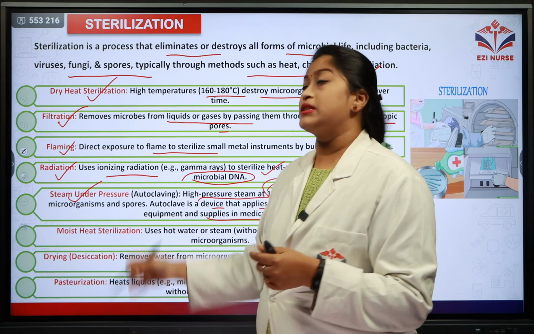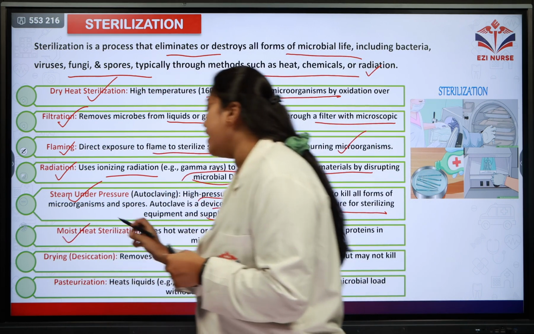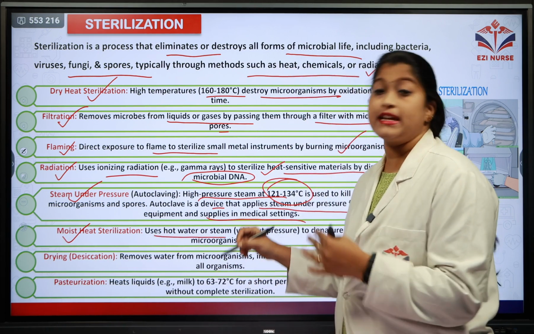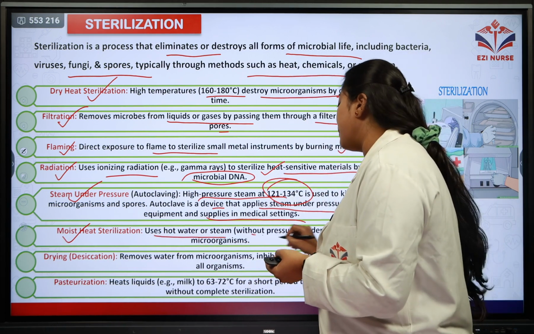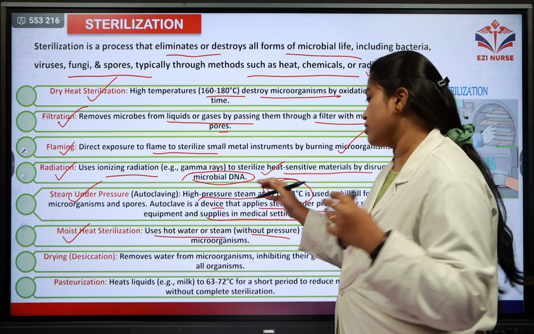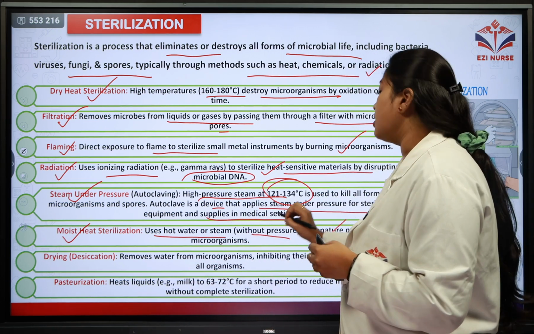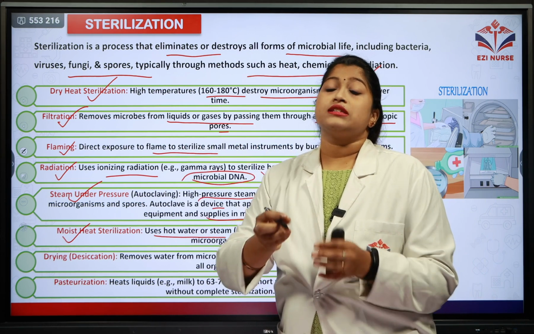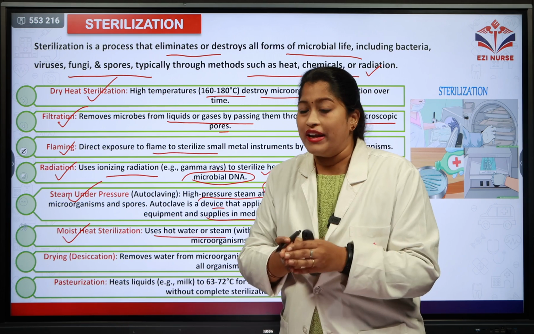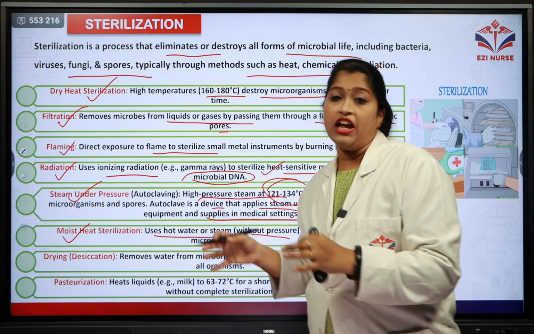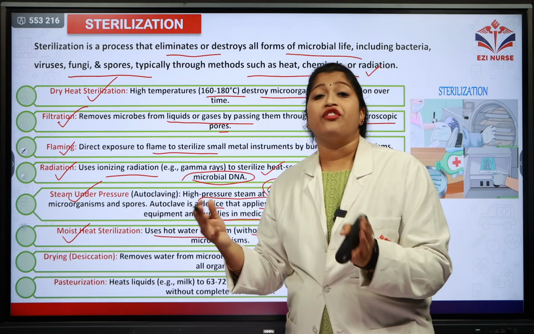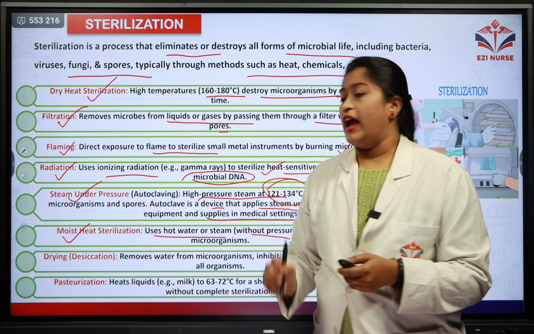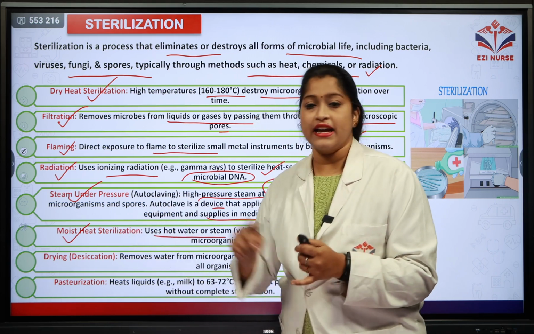So the next process of sterilization is moist heat sterilization. Here it uses hot water or steam. Without any kind of pressure, they are using hot water or steam to denature the proteins in the microorganisms. So inside the microorganisms, they contain certain kinds of proteins. Here they are denaturing them, so they will not be useful for further multiplication. This is how they are killing the microorganisms using moist heat sterilization.